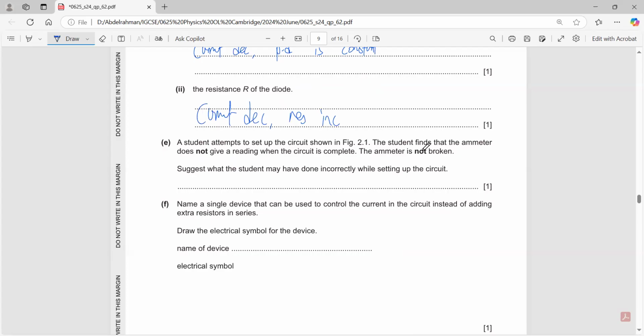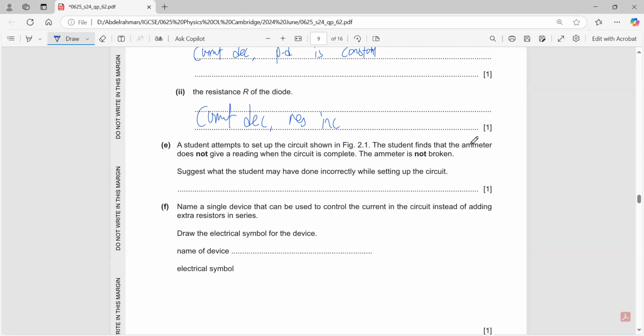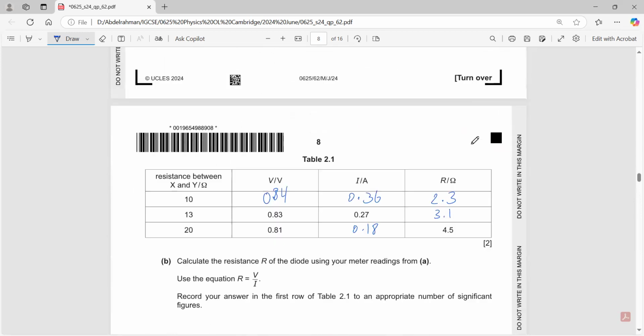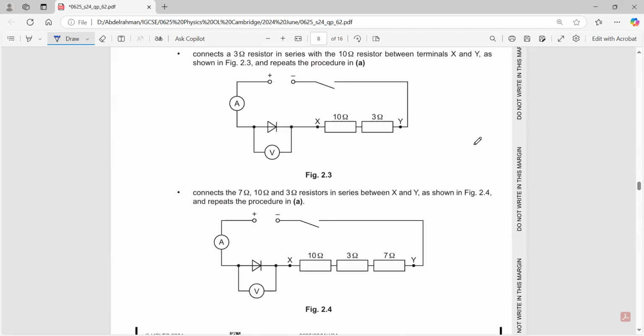A student attempts to set up the circuit shown. Another student, not the same one. He attempts to set up the circuit as shown, and the student finds that the ammeter does not give a reading when the circuit is complete. The ammeter is not broken. Suggest what the student may have done incorrectly. So another student is trying to set up the same circuit. He has the diode, the resistors, everything.